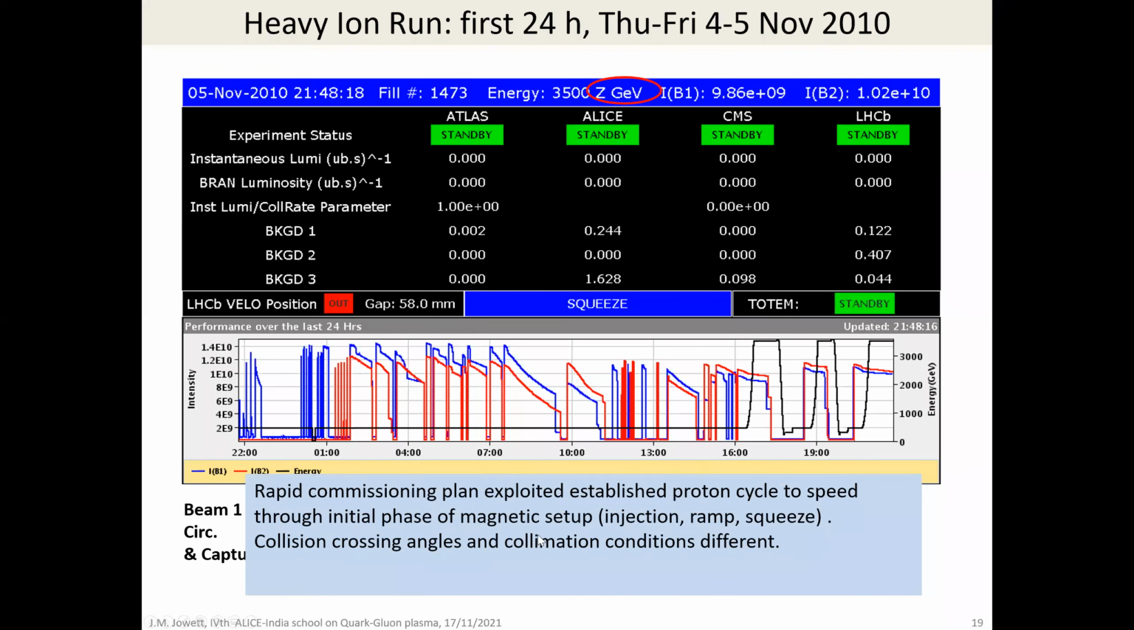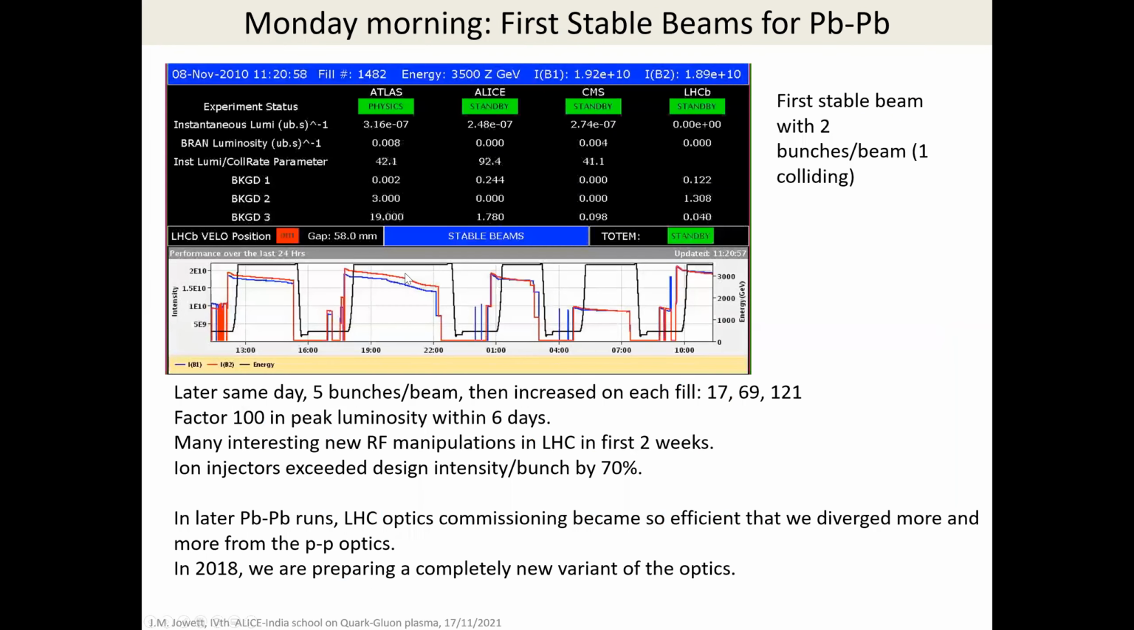At the beginning, we kept the optics very close to the proton ones to speed things through, but now they are completely different, and with more efficiency and experience, the commissioning still goes very fast. In future, there will be a separate optics cycle maintained for heavy ions and protons. These were the very first stable beams for lead-lead in 2010.